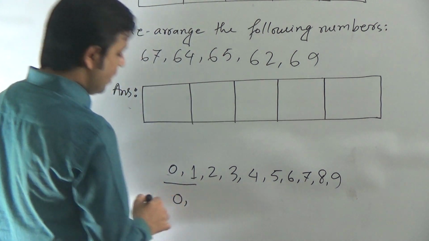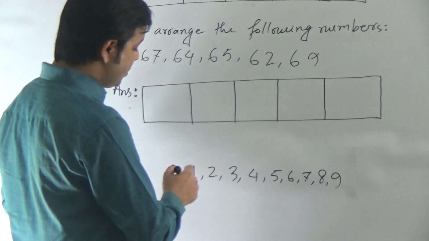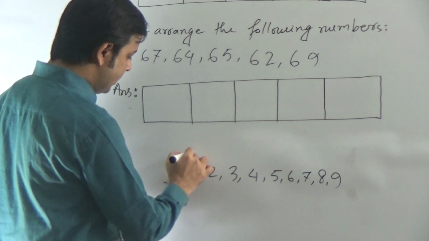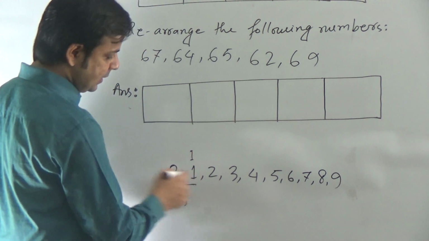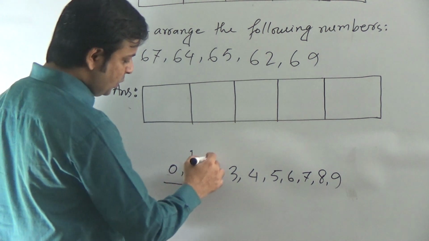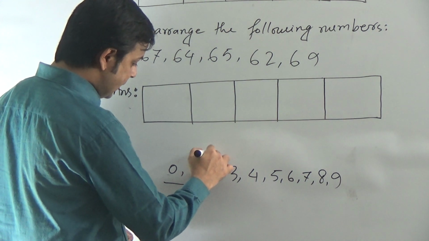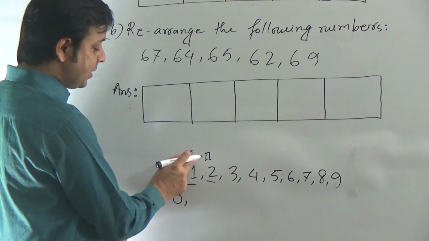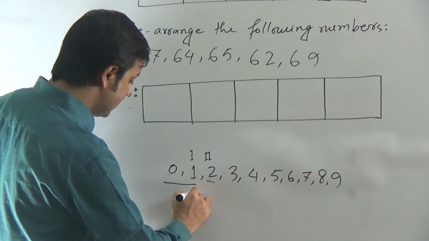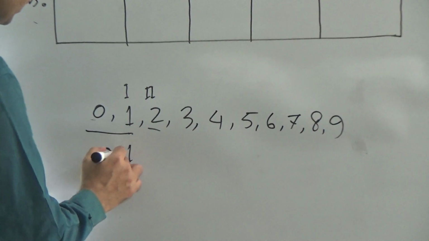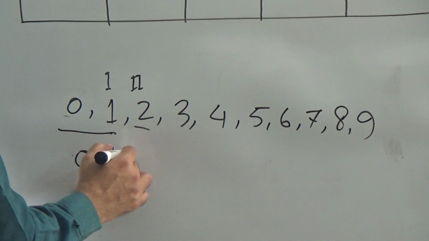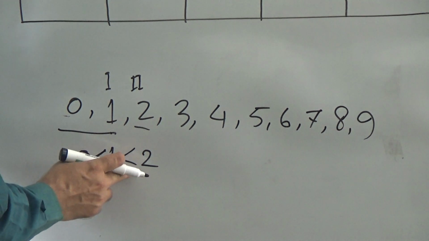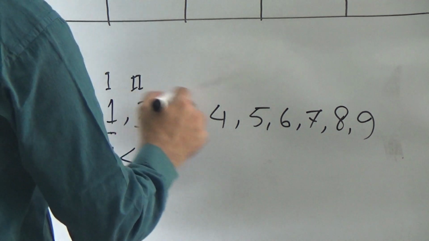After 0, the next number is 1. Dear students, 1 means only one thing. Suppose 1 means one line, and after 1 there is 2. Now 2 means I can give 2 lines, as here are 2 lines and here is 1 line. So we can say 1 is smaller than 2. We can use a symbol and write this way: 0 is smaller than 1, 1 is smaller than 2, and we can compare 2 and 3.